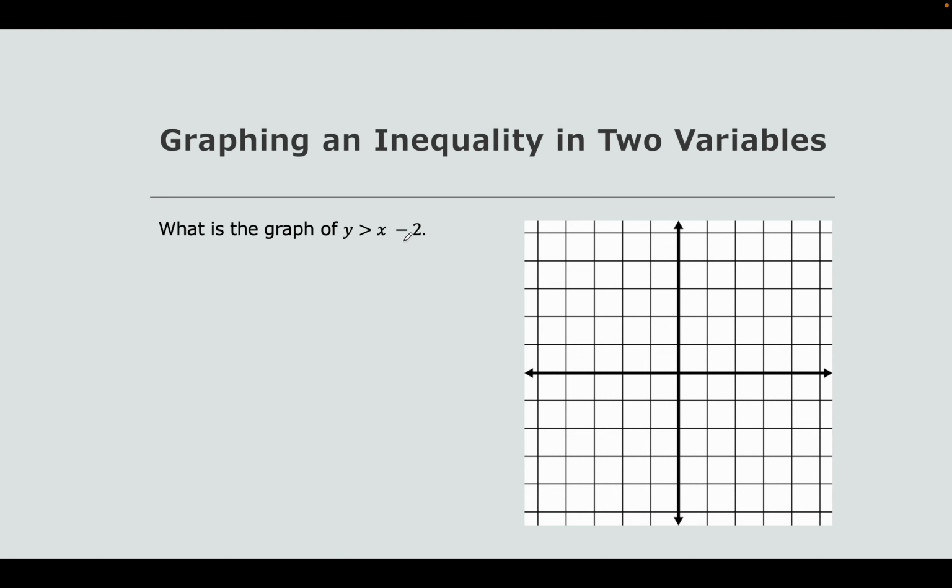Graphing an inequality in two variables. What is the graph of y is greater than x minus 2? So you can actually pretend that there's an equal sign and we're just going to graph it like we did with the graphing of the linear equations. So I have this point here, which is my y-intercept. So I'm going to go over to 0, -2, and I'm going to plop a dot there. Then I'm going to use the slope that is right here. It looks like it's 1, so 1 over 1.